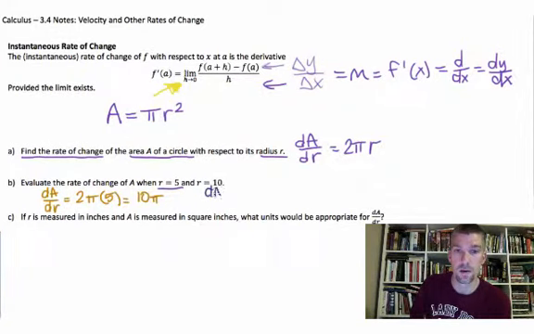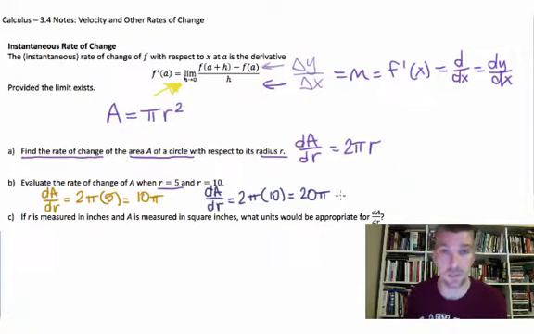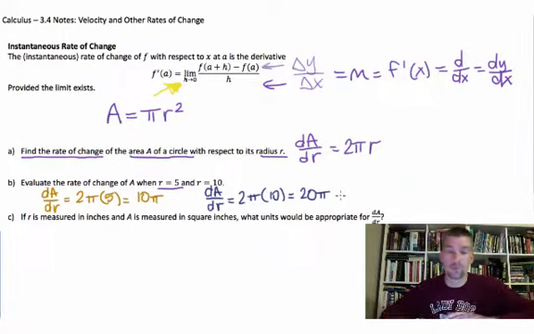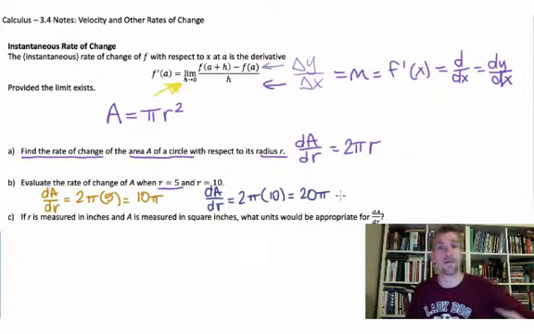So dA/dr is going to be 2 times pi times 10, which is 20 pi. And again, this is a legitimate, real life, totally cool answer. There's no need to go throwing decimals around when it's just not necessary. So that's what these would look like.